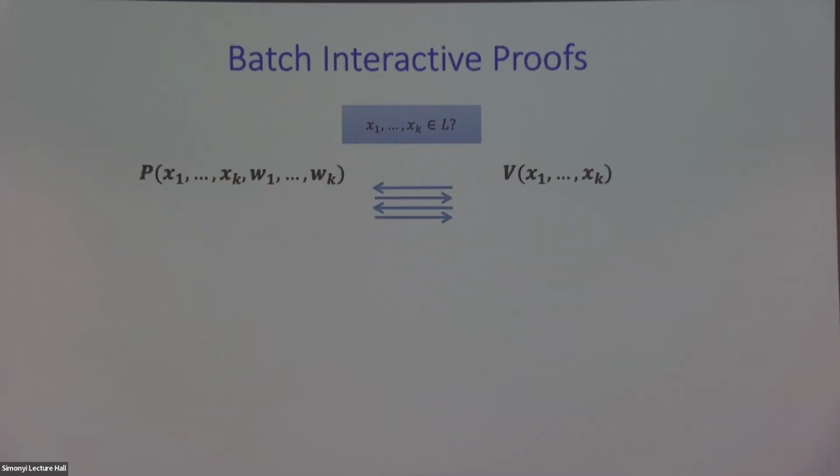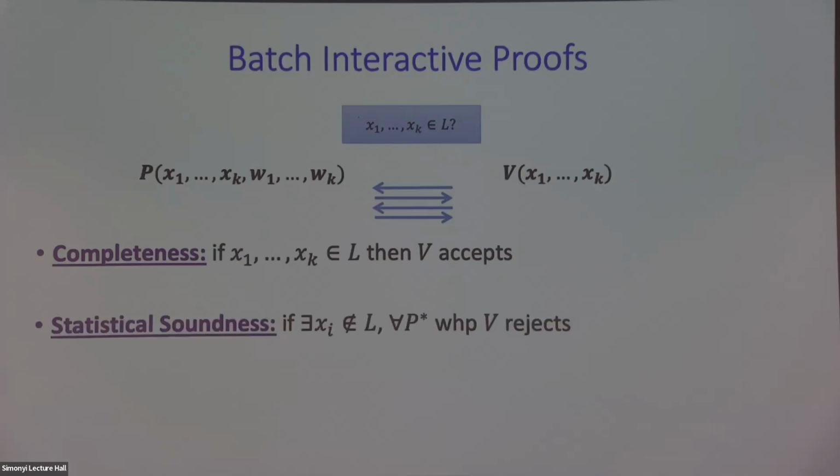So just to have the question well defined, this is our setup. We have the motivating example, but we think of it more generally. We have a prover who knows the K inputs and has the K witnesses. We have a verifier that knows the inputs. Completeness and soundness are as you expect. Notice that for soundness, it's enough that even one of the problems is false. If one of the Xi's is not in the language, then I want soundness to apply and the verifier to reject.